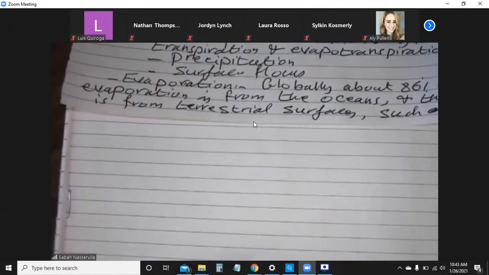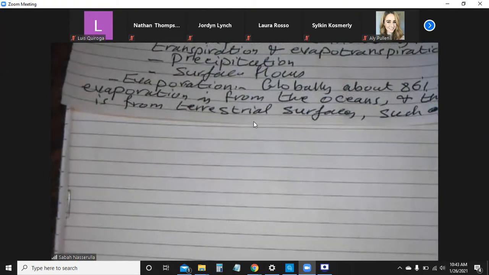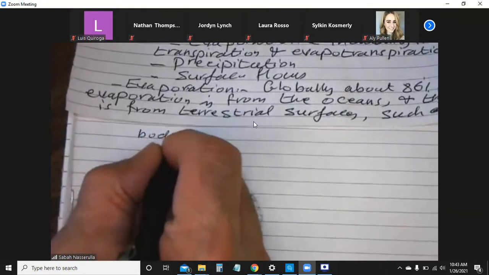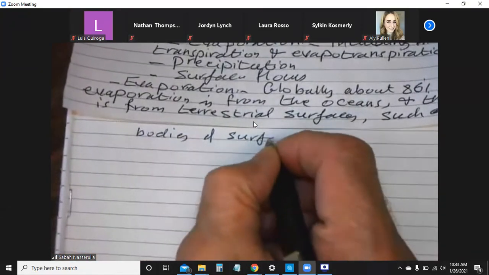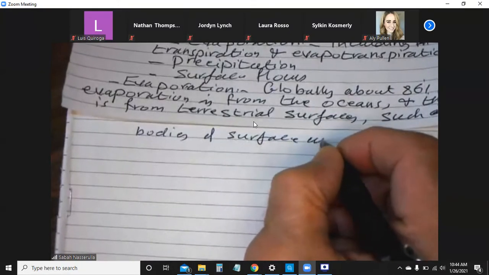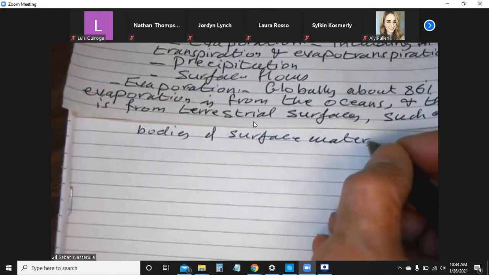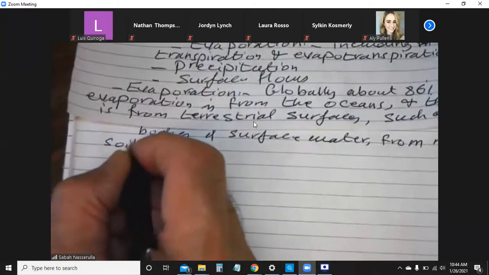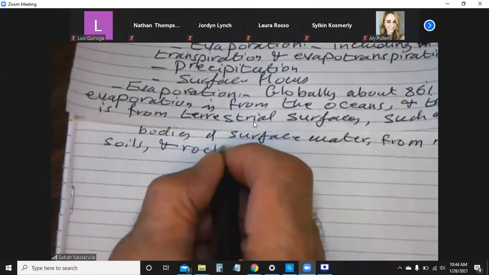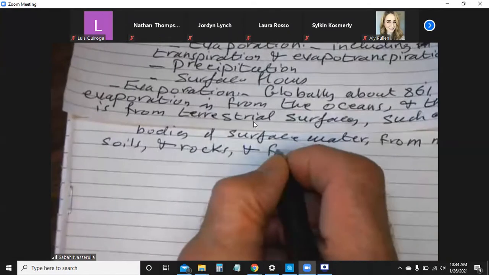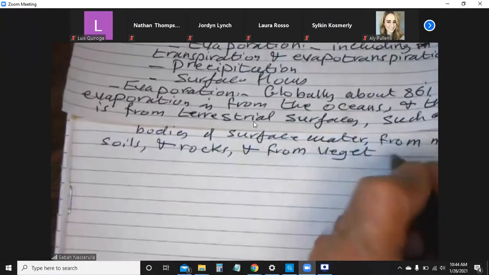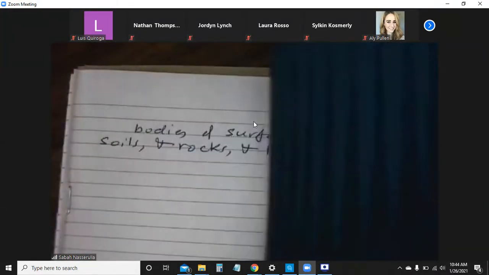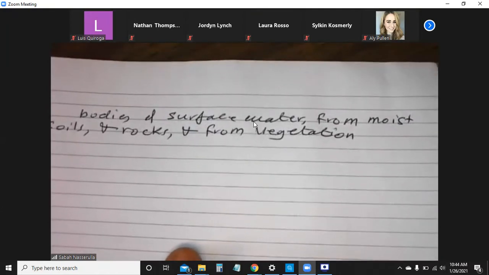Such as surfaces, as I mentioned here, such as bodies of surface water, from moist soils, and rocks, and also from vegetation.